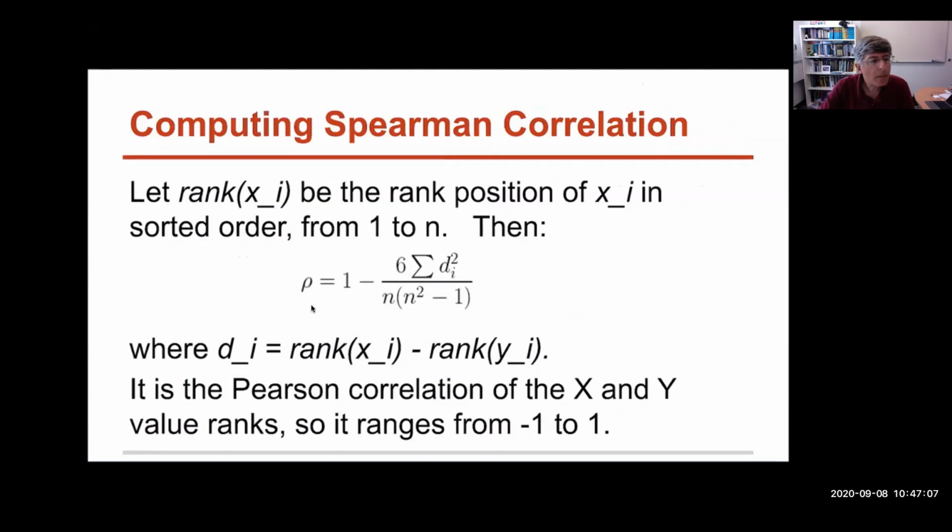In fact, the Spearman correlation can be computed as follows. If we let the rank of a variable be its position in sorted order, we say that the displacement d_i is the difference between the rank of the ith value among the X values and the rank of the ith value among the Y values. If something is ranked very highly among the X values, we would expect it to be ranked fairly highly on the Y values, and the difference here would be small.